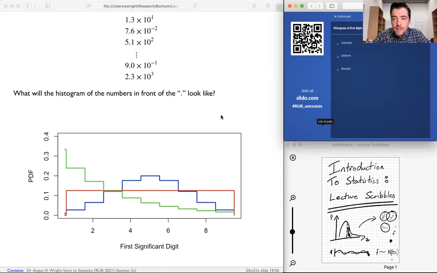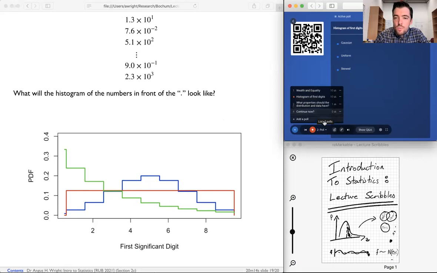Once we have 10, okay, so let's go back now to our wealth and equality. So we have 10 responses from both. Great.